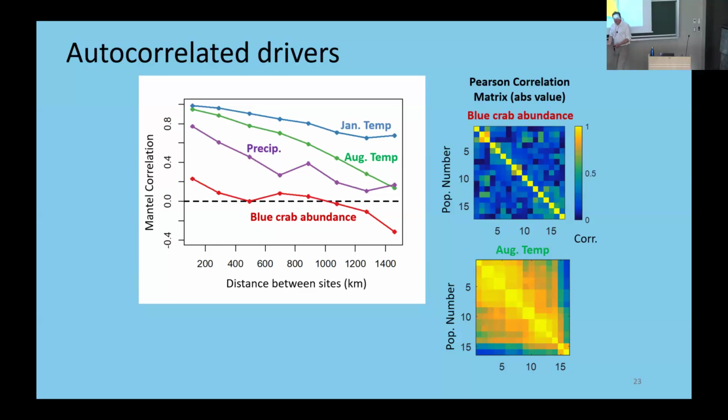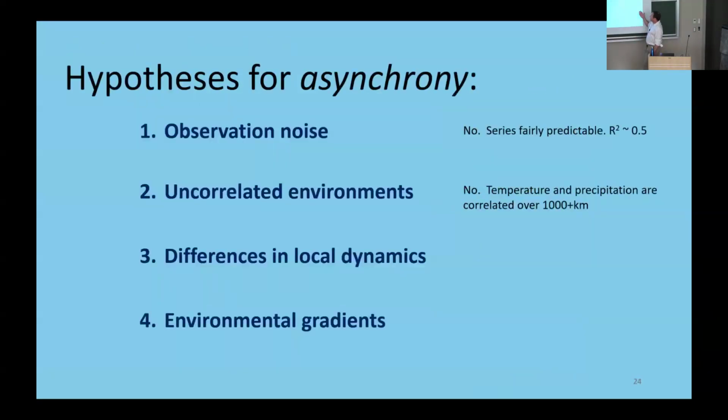But that is not a falsifiable hypothesis, right? I mean, how many drivers do you have to find before you're willing to accept that it just doesn't work? So anyway, I don't think that's it. At least we know the known environmental drivers are correlated over much longer distances. So maybe it's differences in local dynamics, which in the context of this group, I would call response diversity, right?